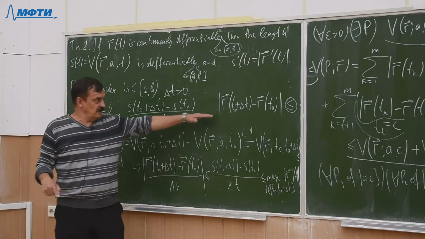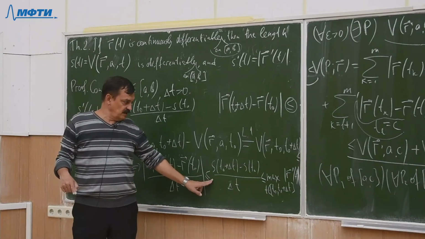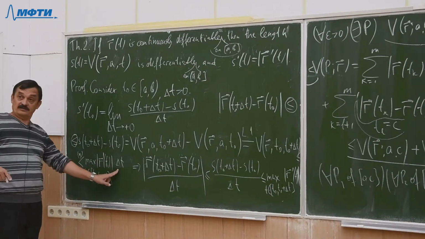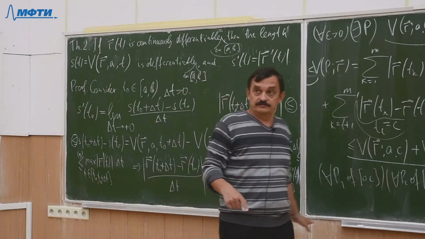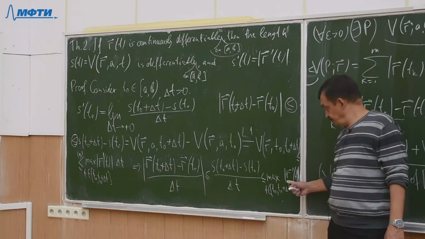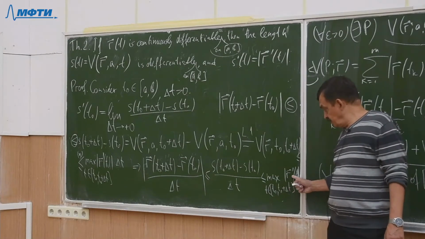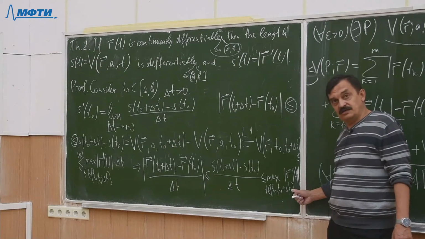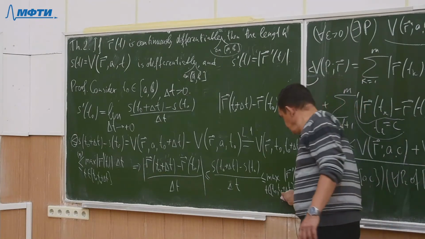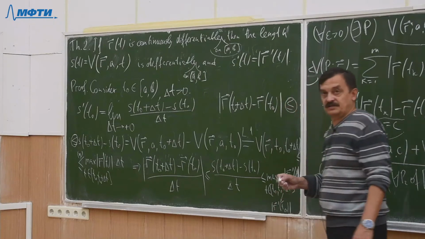What does it give? I divide by delta T. Delta T is positive, so the inequality sign stays. Then I divide this part, and I divide the right-hand side by delta T. That is what we obtain, right? Now look, if delta t tends to zero, what happens? We know r prime is continuous, right? Then r prime of t tends to what? R prime at t naught, right? So this tends to the length of r prime at t naught as delta t tends to zero.